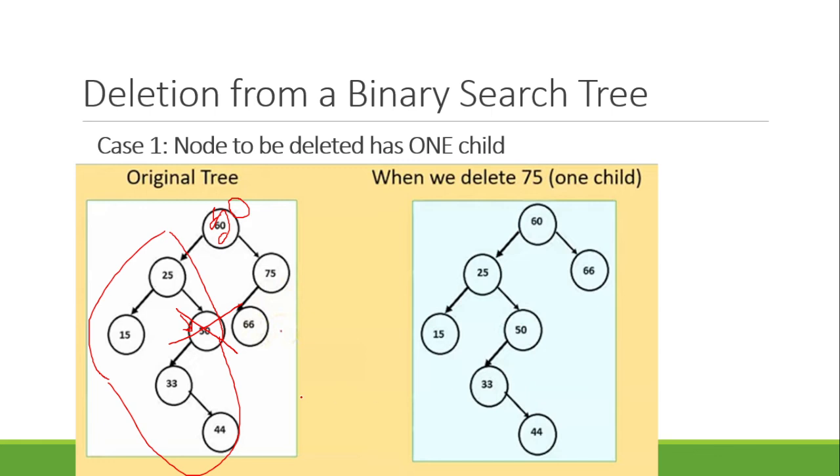So the answer will be, we will have 33 attached to 25. After deleting 50, we will have 33 at this position. Then 44 is a right child of 33. So we will have 44 as the right child. So if you are using the in-order predecessor method, this will be the result.